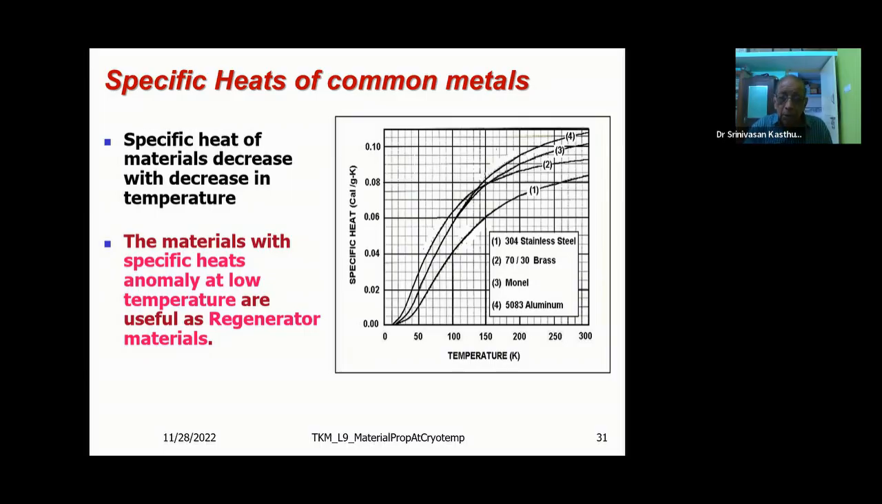But what you notice is that at low temperature, they all have the same behavior of T cube. And as you go towards zero, the slope is almost nearly horizontal. The slope is nearly constant value, zero slope. Now, if there are materials with anomalous specific heats, then they become useful at low temperatures and for building up regenerators.